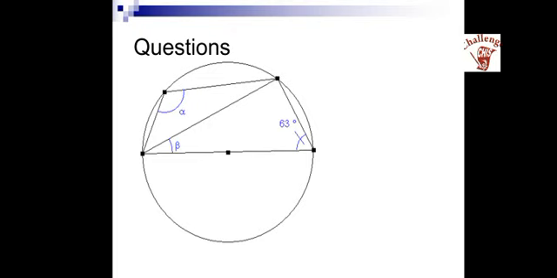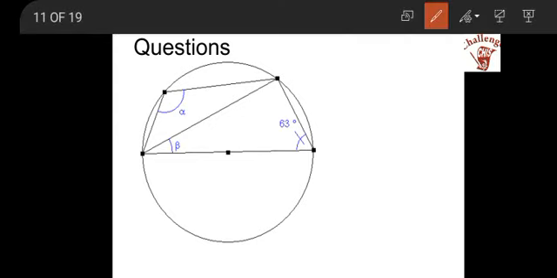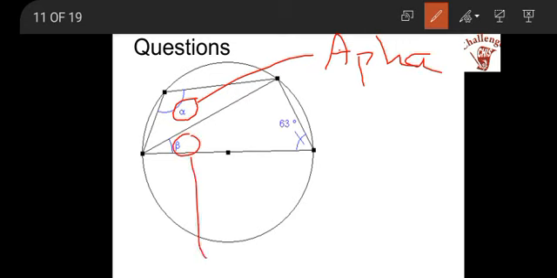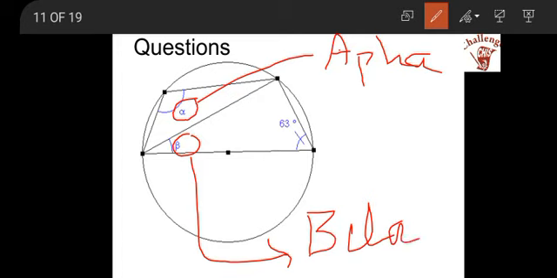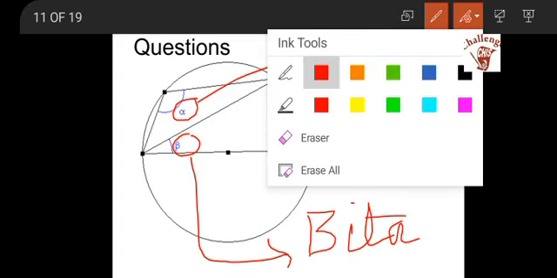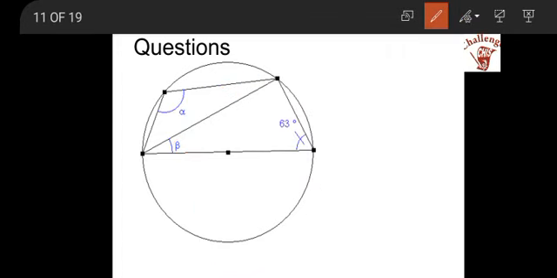Okay, let's have an example here. As a question, we are going to find the missing angle. We have an angle which we call alpha. This symbol is for alpha, and this, in mathematics, is a symbol called beta. This is beta and alpha. Together, we are going to find the value of them.